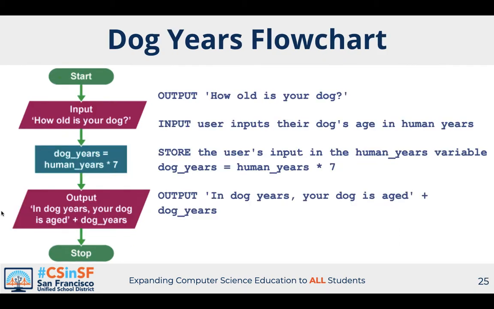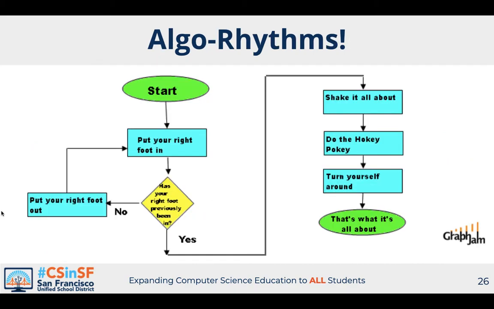The question that we asked before about dog years can also be represented in a flowchart. So the start might ask how old is your dog? So we need that input, which is the data to start our program. We'll do a basic process of getting the human years and multiplying by 7 to get the dog years. The output will tell you in dog years your dog is aged, and that's represented by the flowchart.